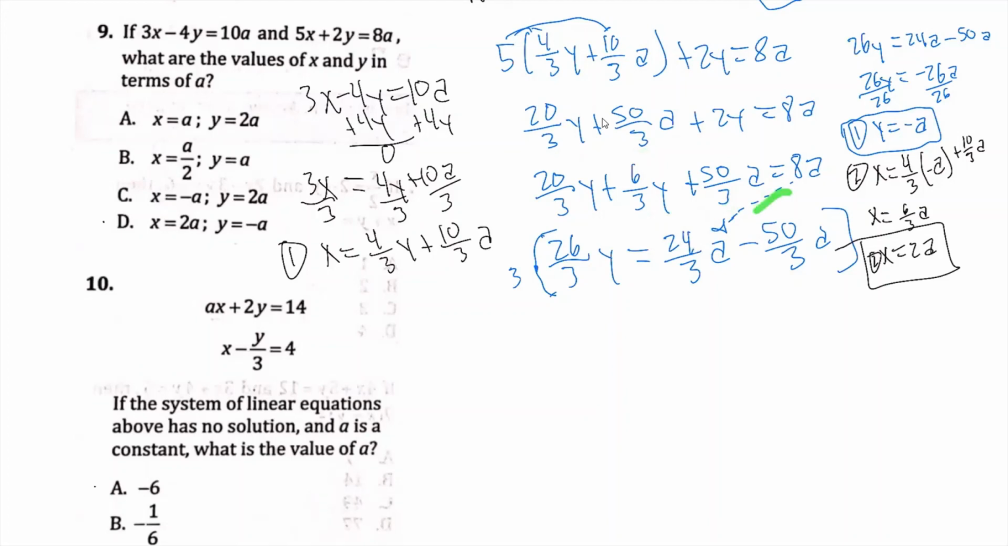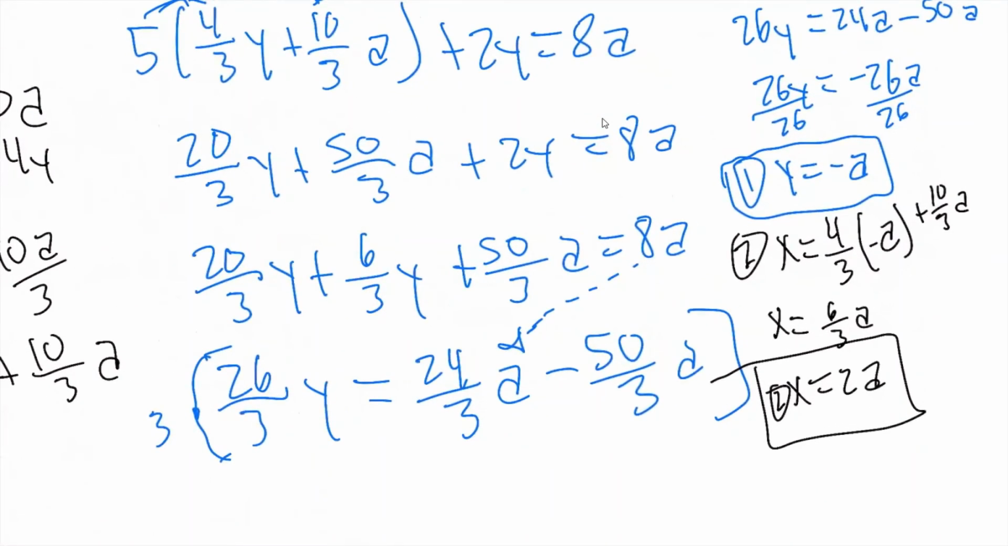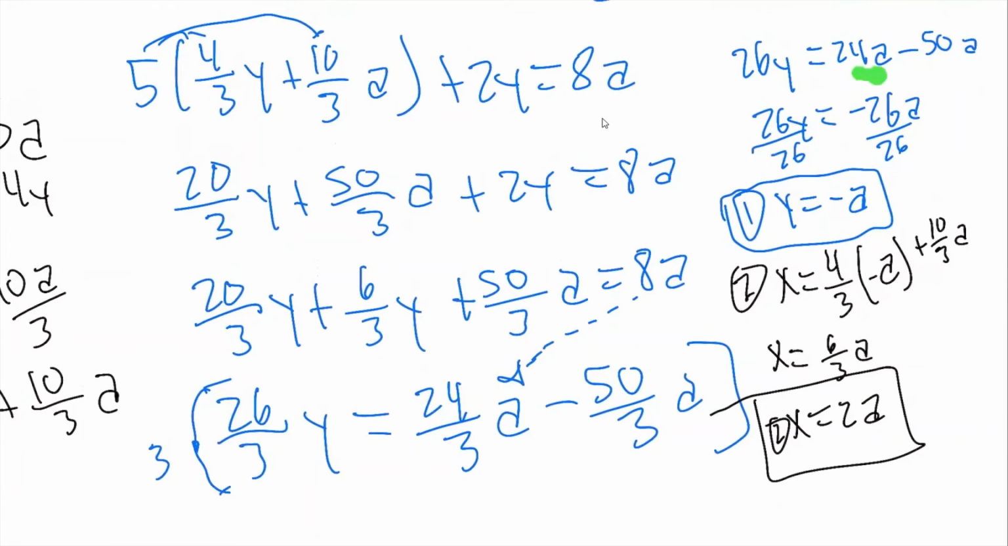And once we get here, right, we see that 3 is in the bottom. And we could convert this into a 3 as well. So we multiply this by 3 on top, 3 on the bottom. So then everything has a 3 in the bottom, right? We add these two, 26 over 3. We multiply everything by 3 just to get rid of these 3s at the bottom. And then we come here, we're left with 26y. 26y equals 24a minus 50a. We subtract 26a, right? We divide 26 to both sides.